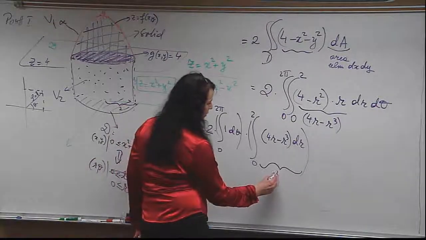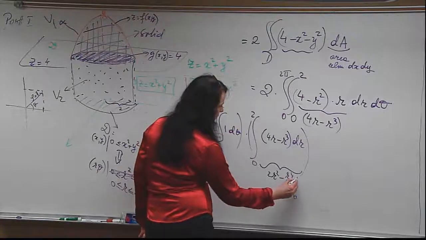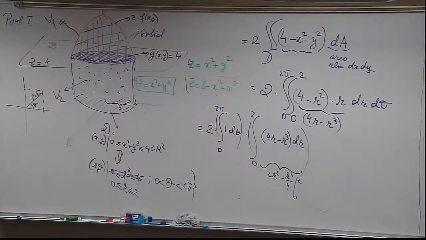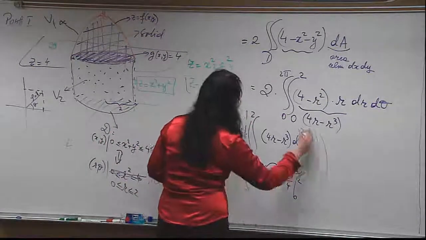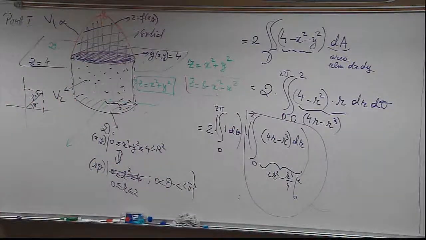R squared, 2r squared minus r to the 4 over 4 between 0 and 2. Can you do it, please? 4. How much did you get? 4. For just this one? For all this. 4. Nope. Yes, it is, right?